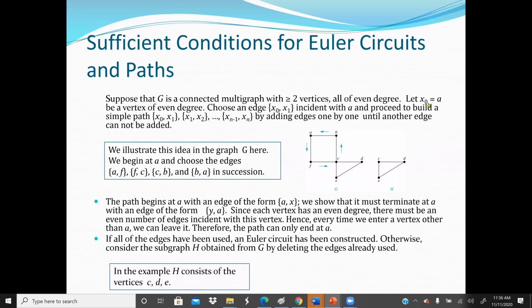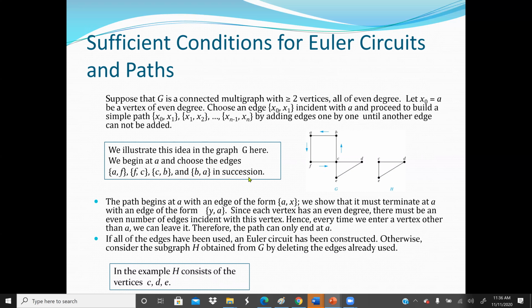So let s0 equal to A be a vertex of even degree. Choose an edge s0 and s1 incident with A. Incident means the two vertices are adjacent, connected by the same edge. Then proceed to build a simple path s0, s1, s2, and so on, by adding edges one by one until another edge cannot be added.